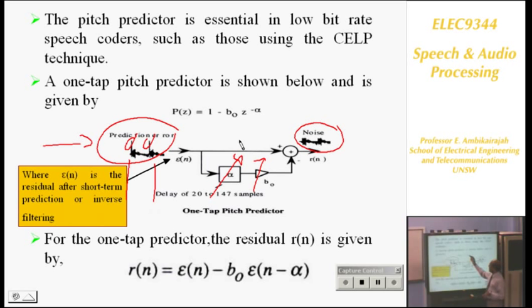So this is the one-tap predictor, because it has one delay, it's called a one-tap predictor. And alpha can take any value between 20 and 147 samples. 20 belongs to 50 hertz roughly, and 147 samples belongs to roughly 400 hertz, around 350 hertz or so. So this is your equation for that point. The equation there, if you look at the difference equation.